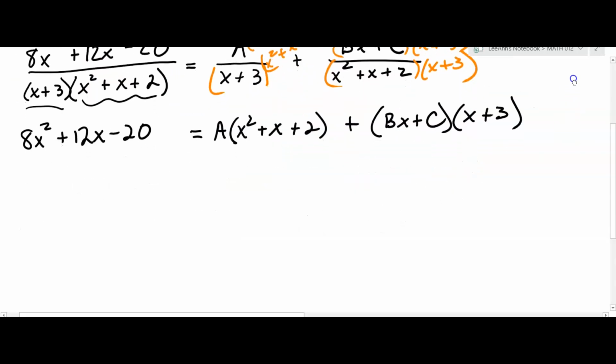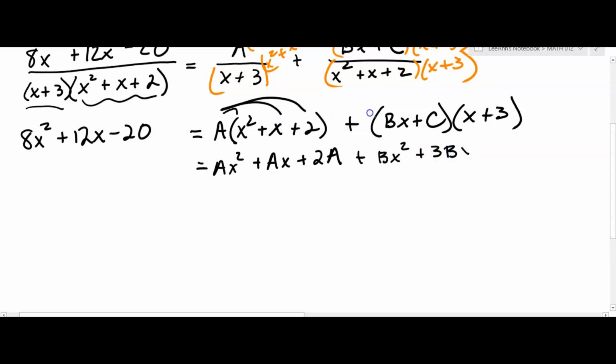All right, so now we're going to go ahead and do the distributing. We do have to remember that form that we had. Okay, so ax squared plus ax plus 2a. So we're distributing this a in. Now I'm going to have to FOIL that out, the bx plus c times x plus 3. So I'm going to get bx squared plus 3bx plus cx plus 3c. So we got a whole lot of terms there. But now comes the matching game.